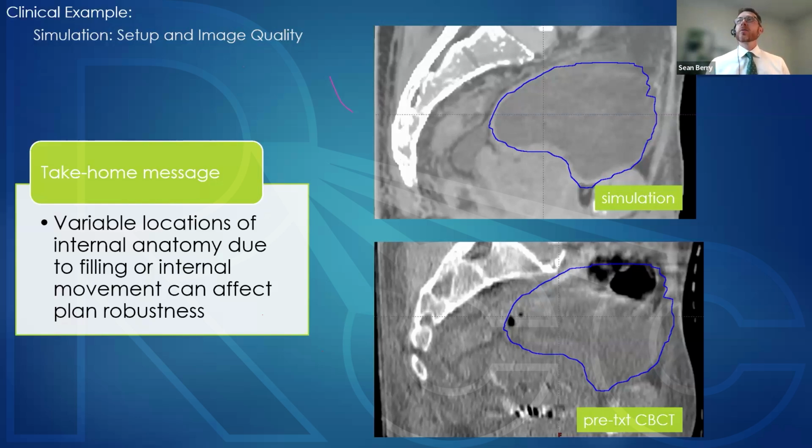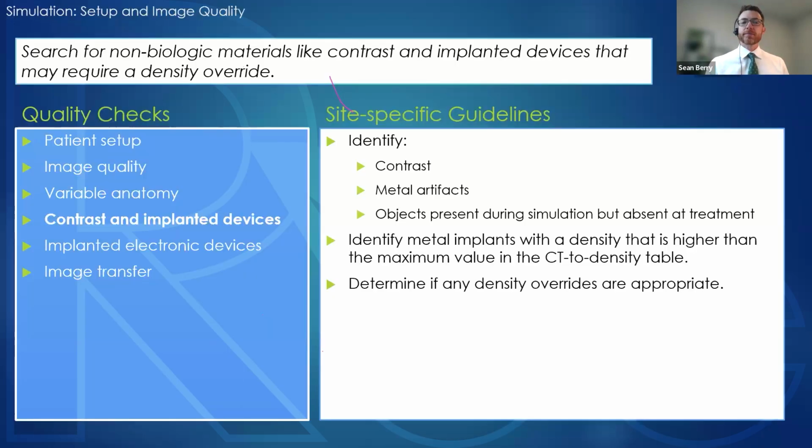In other words, would my plan still give the dose that's necessary to the target, and would it still protect the organs at risk? Would it still be safe and would it still be effective? So that's something to pay attention to when you're looking at the CT images.